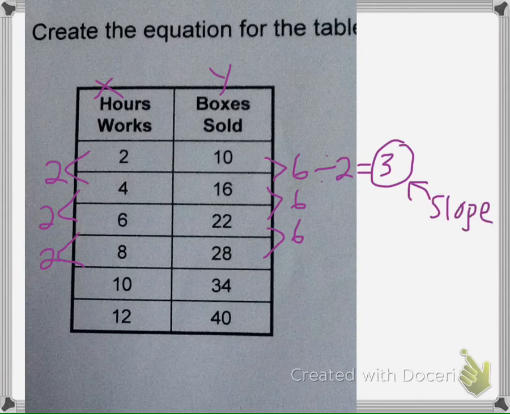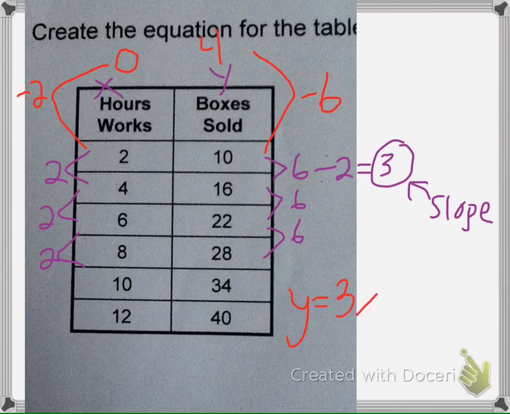Okay, now to find my y-intercept, I need to work backwards. So this means every time my x goes up by 2, the y is going up by 6. So if I have to go backwards 2 to get to 0, then on the y side I have to go backwards 6, and 10 minus 6 is 4. So my y-intercept is 4. So I can write my equation, y equals 3x plus 4. Okay, this one, there should be no varying answers. This is the only answer you could get.